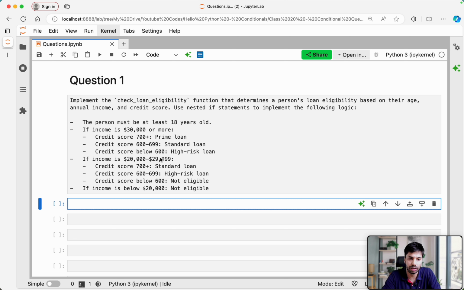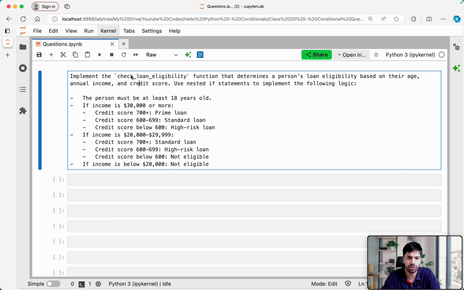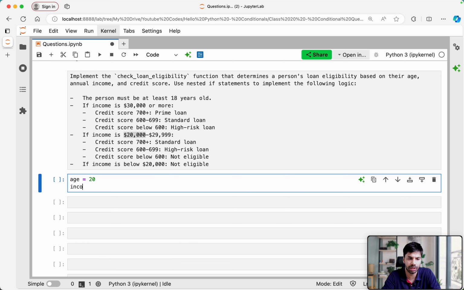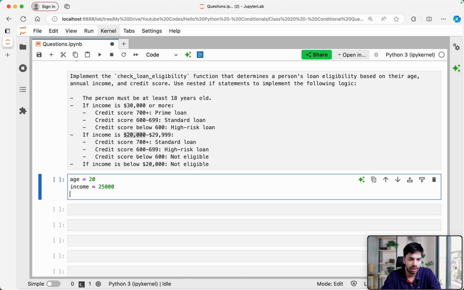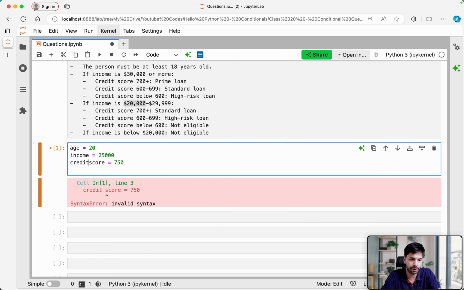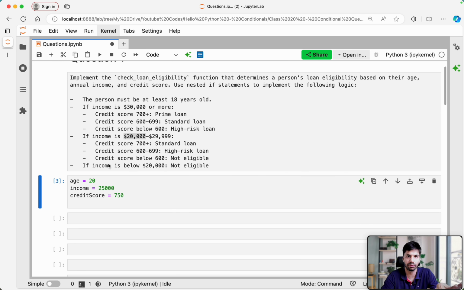I have copied the exact same question on the notebook as well, so that it is helpful to you. Implement the check loan eligibility function. Here we have the conditions as well, but let us quickly write it. First, age, let's say 20. Income, let's take 25,000. And credit score, for the time being, let us take 750. Each and every variable we have now defined.